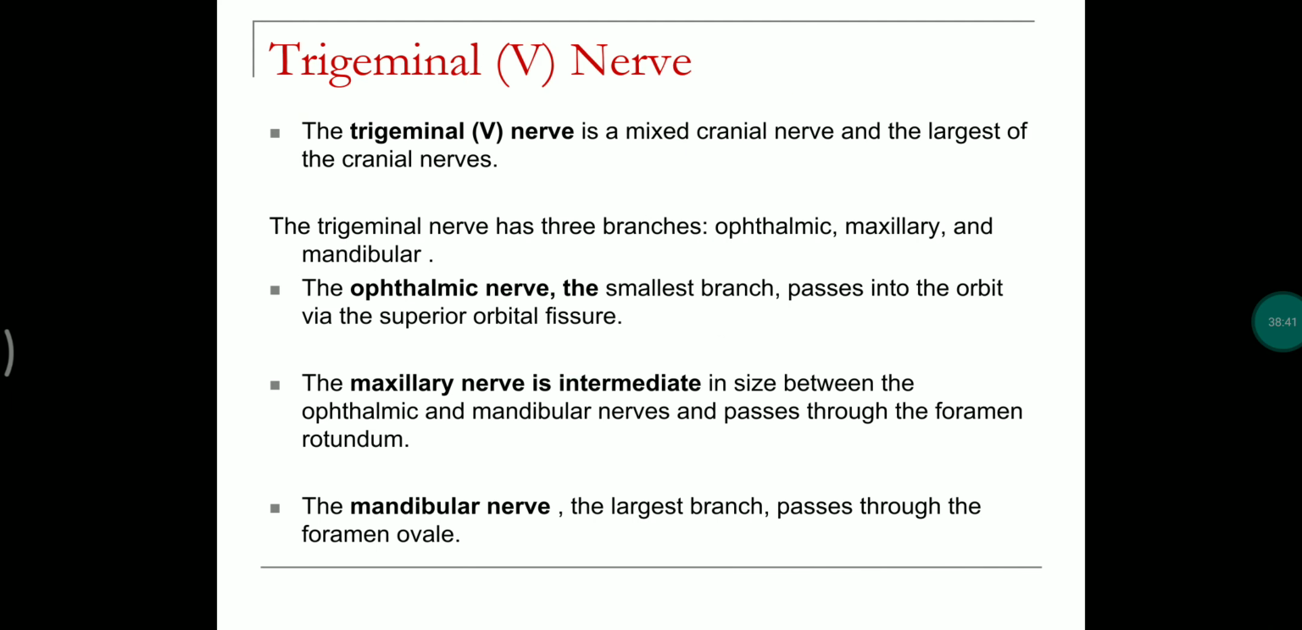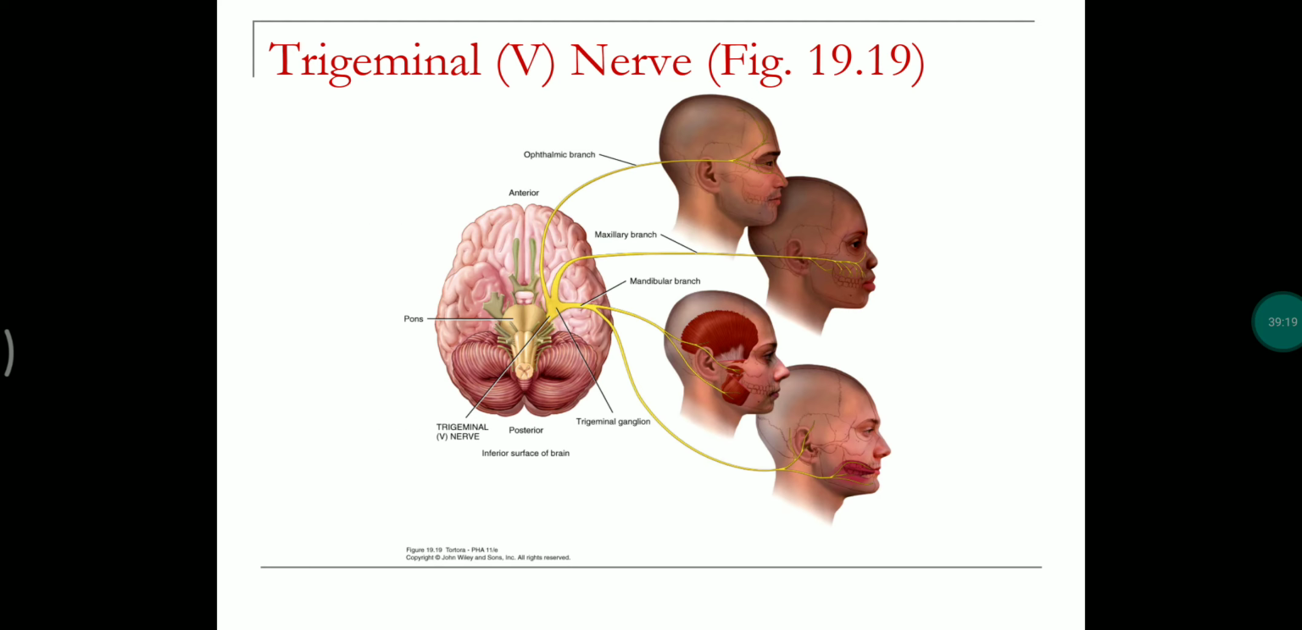Next one is the trigeminal nerve, which is a mixed nerve consisting of both sensory and motor areas. The trigeminal nerve has three branches: the ophthalmic nerve, maxillary nerve, and mandibular nerve. The ophthalmic nerve, which is the smallest branch, passes into the orbit via the superior orbital fissure, whereas the maxillary nerve, which is intermediate, passes to the maxilla, and the mandibular nerve, which is the longest branch, passes through the foramen ovale. So these are the three branches of the trigeminal nerve.